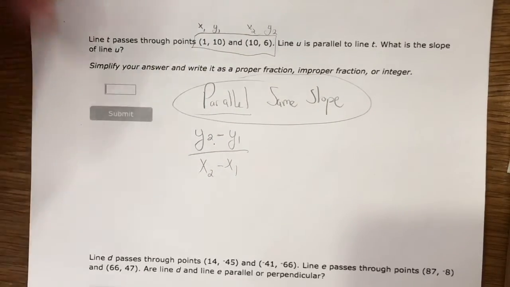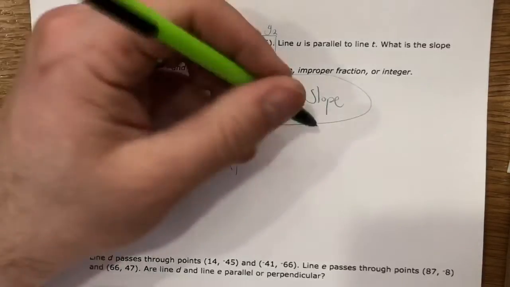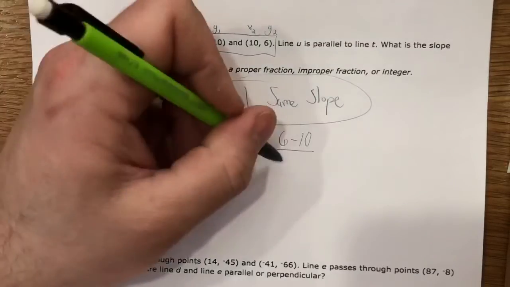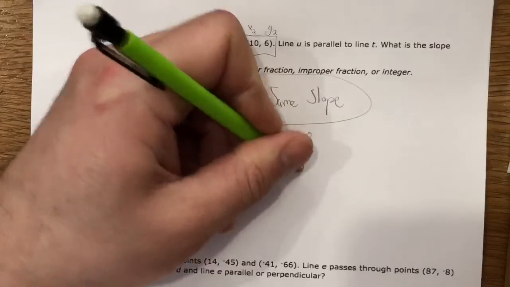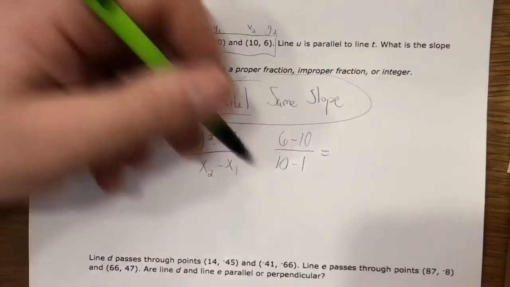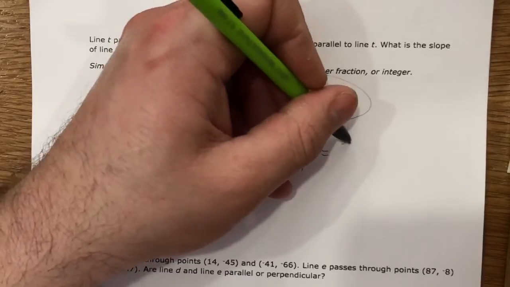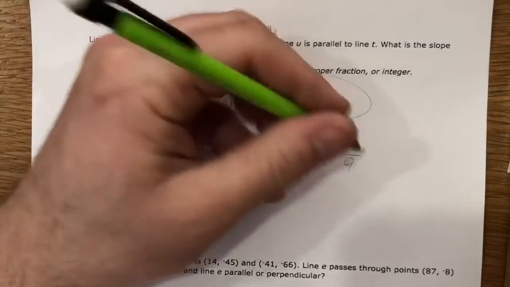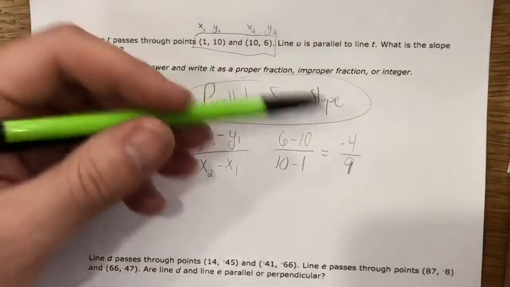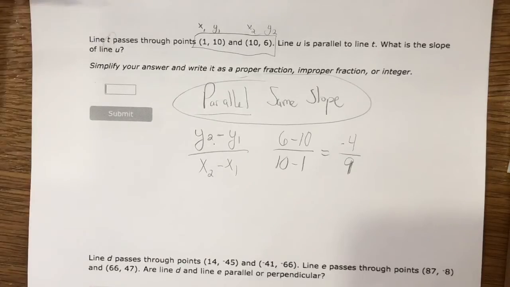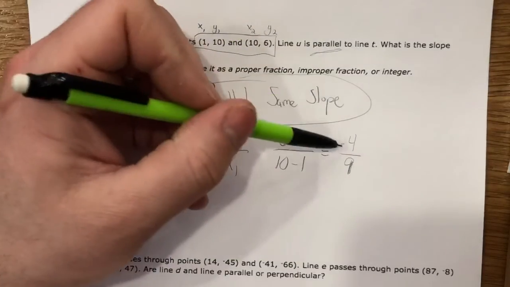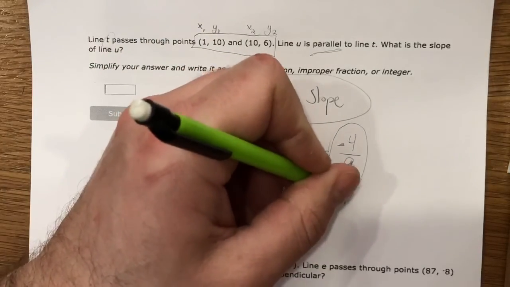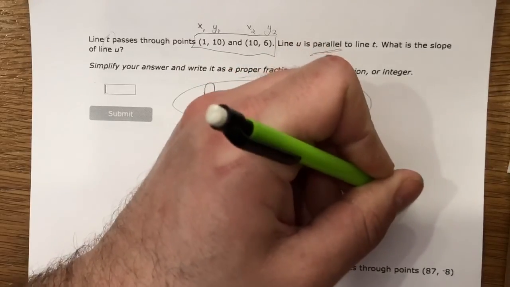On the top, your 2 y values are 6 and 10, so you'll put in 6 minus 10. Your two x values are 10 and 1, so you put in 10 and 1. Subtract carefully. 6 minus 10 is negative 4, and 10 minus 1 is 9. So the slope of the line is negative 4/9. Keep in mind, that's line T, but since they're parallel, that is also the slope of line U. So this is the slope for lines U and T.